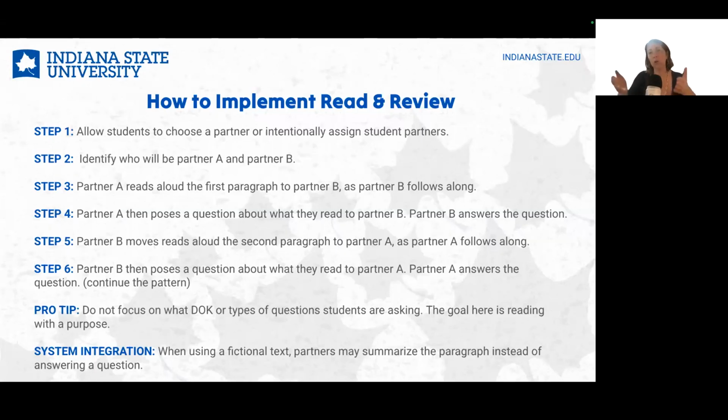So paragraph 2, you now read and ask me a question about what you just read. I answer it, and we move back and forth through the text that way. Again, you can pair this with the other strategies. One text, we start with choral, we move to echo for a page, and then we end with read and review. Three during reading strategies, all with one text. Breaks it up and keeps their engagement.